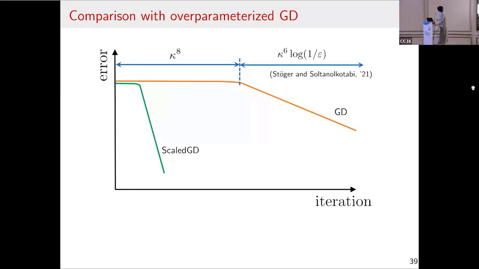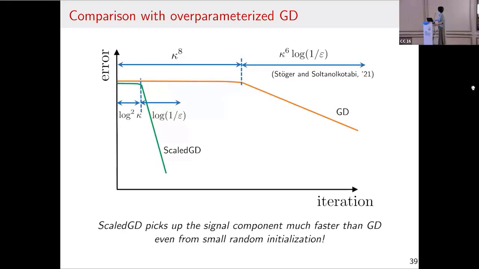On the other hand, with ScaledGD, we actually have an initial phase that only depends logarithmically on the condition number, ignoring some log dependency on the dimension. So in practice, we often hardly observe this stage. The algorithm often almost picks out the feature space in a constant number of iterations and converges. And once you learn the signal component, you get back to the stage of local convergence and converge linearly at a condition-number-independent rate. So again, even in this over-parameterized setting, our ScaledGD algorithm allows us to pick up the signal component at a much faster rate than GD from small random initialization.